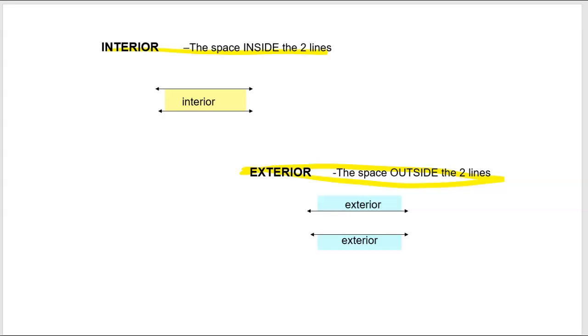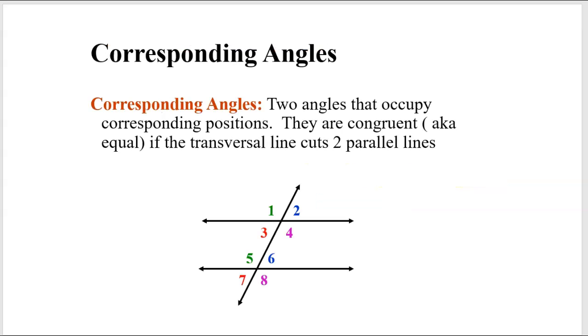Okay. So we're on to the last kind of sets of angles. So we have what's known as corresponding angles. So corresponding angles are two angles that occupy corresponding positions. So go ahead, copy this down. They are congruent, aka equal, if the transversal line cuts two parallel lines. Notice the picture, and do copy the picture down. You only need to copy it down once because we'll be referring back to this picture a couple times.